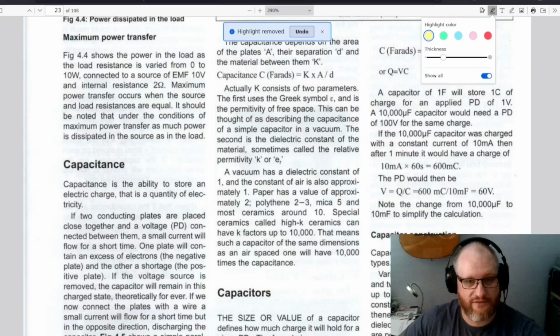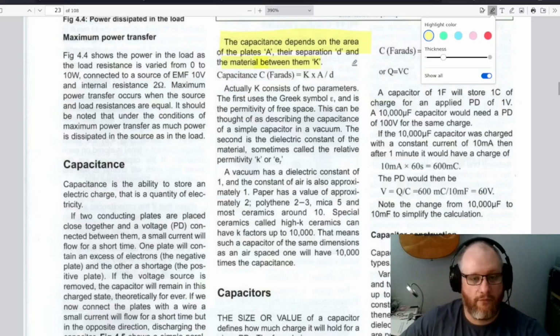So let's flip over to the full license manual and see what that has to say about capacitance. It depends on the area of the plates of a capacitor, their separation, and the material between them, which is this K constant, and that is the permittivity. There are two parameters that form the permittivity. There is this Greek symbol, I think it's epsilon, which is the permittivity of free space, so the permittivity of an absolute vacuum with nothing in between, and then we add this multiplier, the relative permittivity, to describe a particular material.